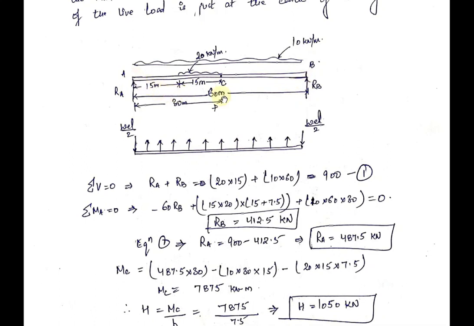So RB will take A point in the anti-clockwise direction. For anti-clockwise we are going to take minus, so minus RB, and the perpendicular distance of RB from A point is 60. So minus 60 into RB.